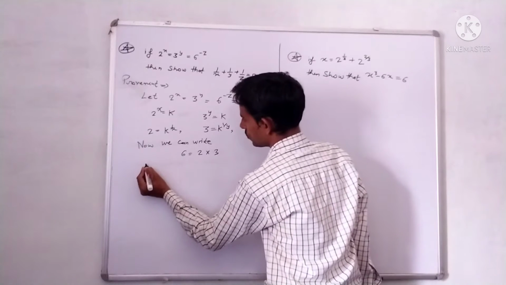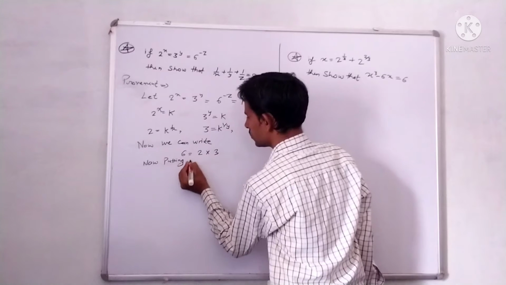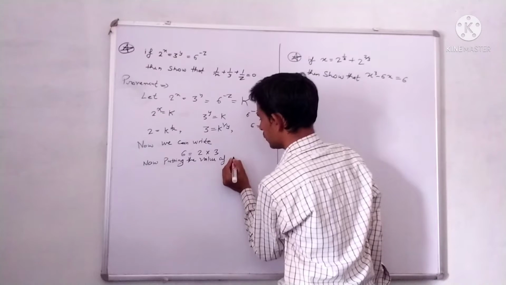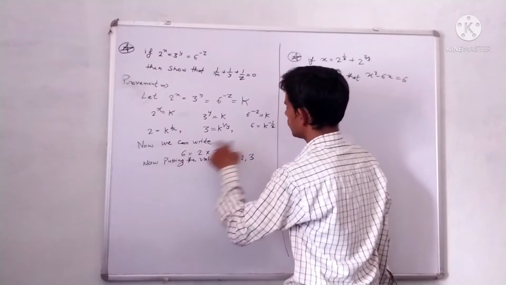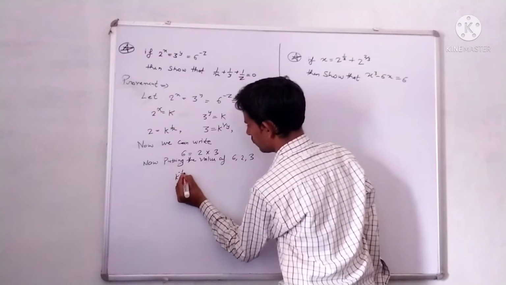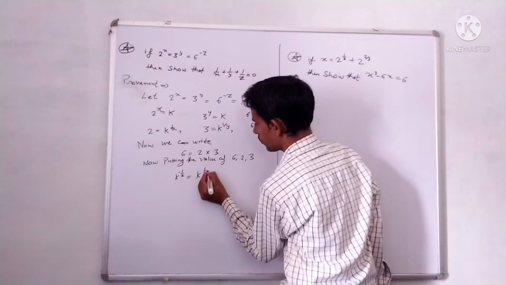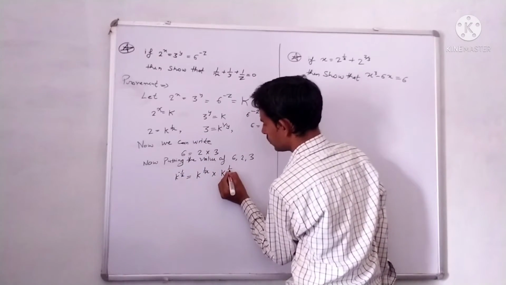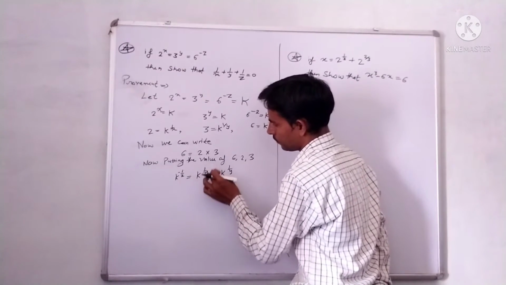Now putting the value of 6, 2, 3. Value of 6 equal k power minus 1 upon z. Value of 2 equal k power 1 upon x. Value of 3 equal k power 1 upon y.